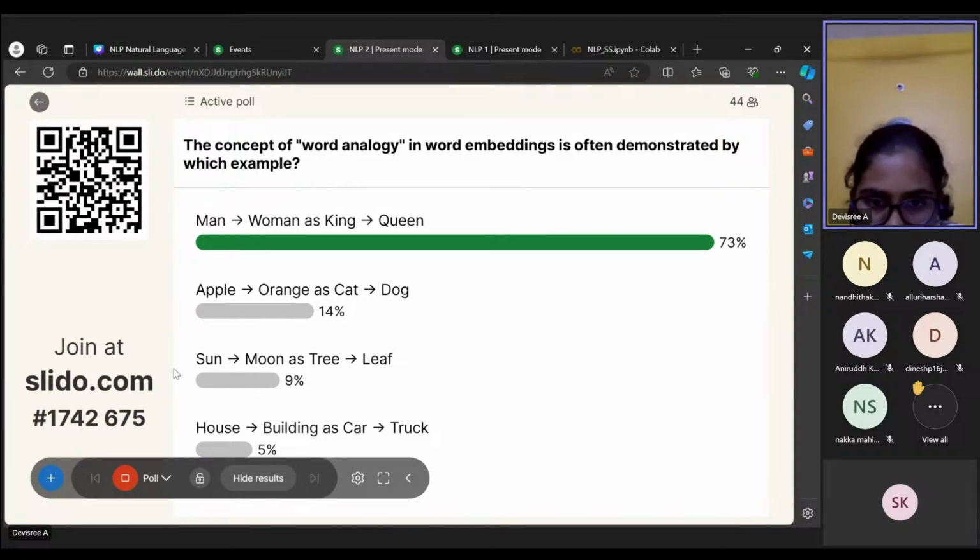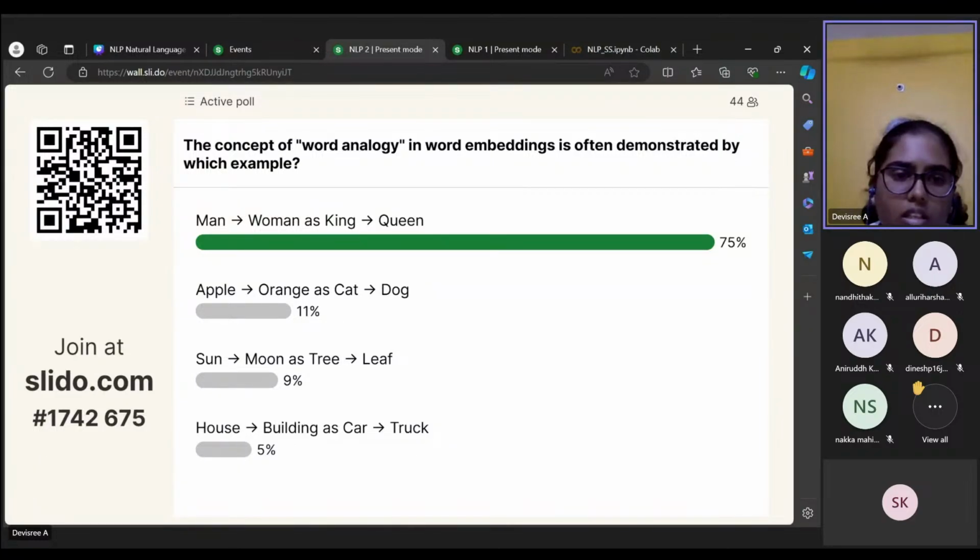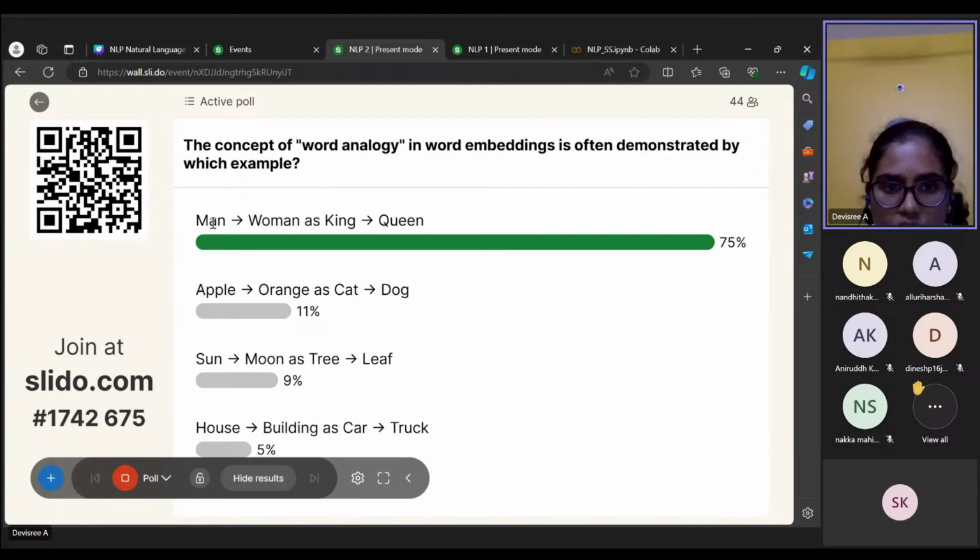Even here, sun, moon, tree, leaf, these two are somewhere related to each other, but there is no word relationship between these two. So even in this case, house and building have similar meaning, so they'll be placed close to each other in the vector space, and car and truck as well. Okay, so here man to woman and king to queen is the answer, because this vector representation basically represents, as in the example, the change of gender from male to female. So this concept should be pretty clear.